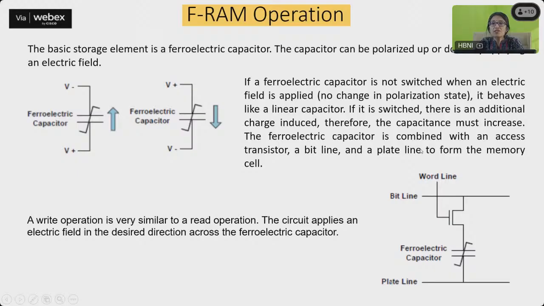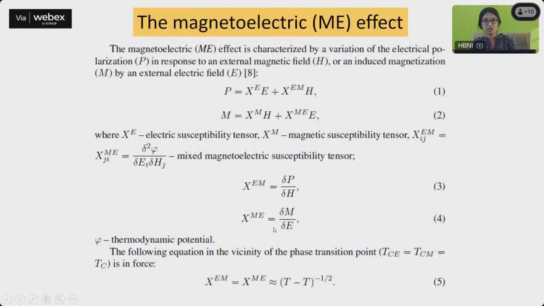The ferroelectric capacitor is combined with an access transistor, a bit line, and a plate line, and this forms what is known as a memory cell. A write operation is very similar to a read operation. The circuit applies an electric field in the desired direction across the ferroelectric capacitor. So this is how the FRAM operation takes place.